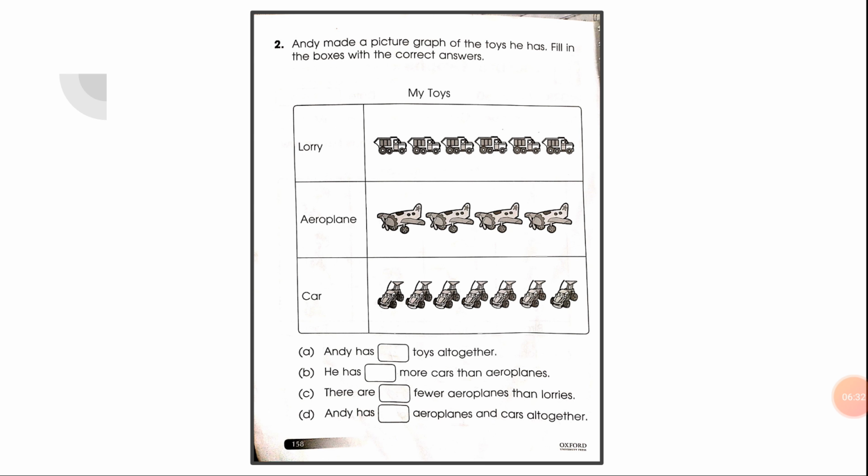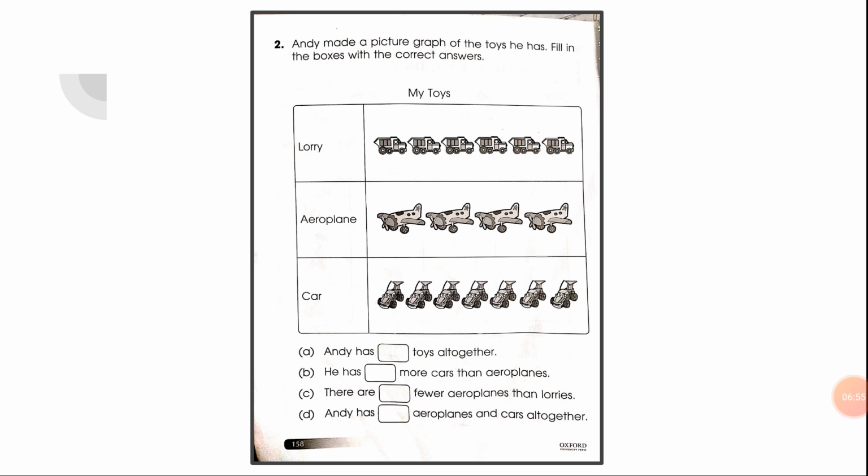Now put your finger on part C. There are dash fewer aeroplanes than lorries. Count the number of aeroplanes. 4. Lorries 6. 6 minus 4 is, yes, 2. So write down 2 inside the box.